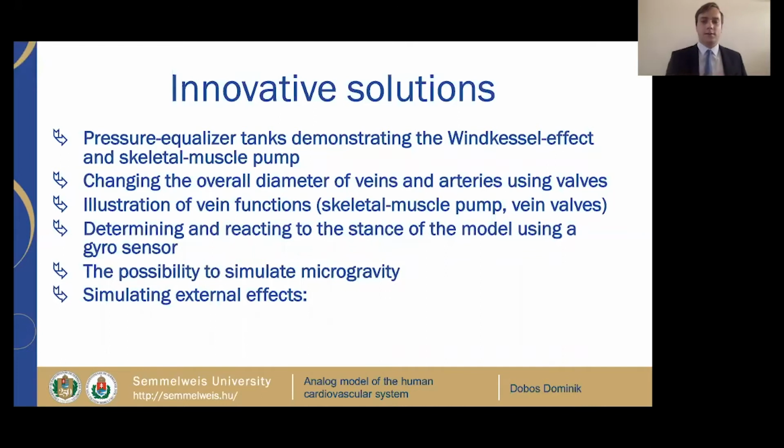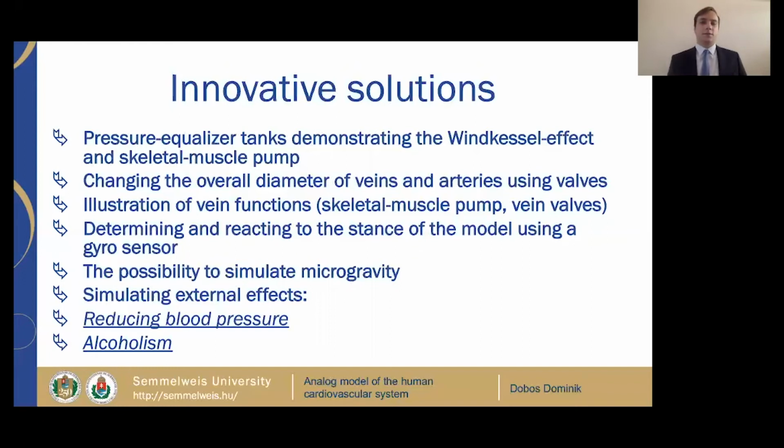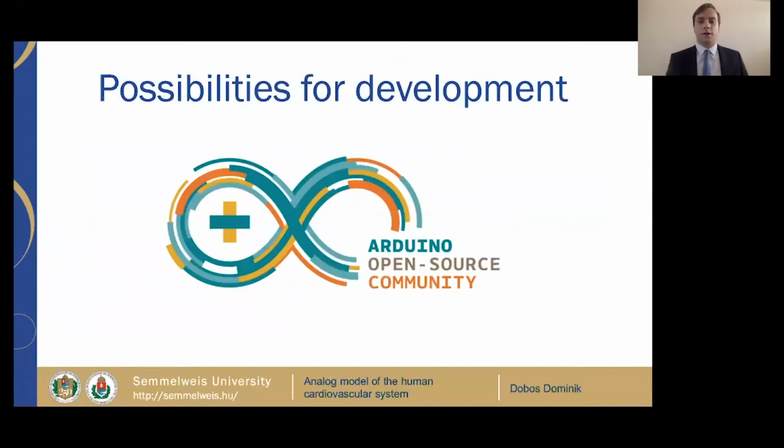And we can simulate external effects. For example, we can reduce blood pressure, so the user has the possibility to simulate the effects of an antihypertensive drug. We are using an ACE blocker, an antihypertensive drug, and we can simulate the external effects of alcoholism. For example, the different effects of alcohol on the blood pressure of men and women can be seen as well. The software and the auxiliary material are available in English, German, and Hungarian.